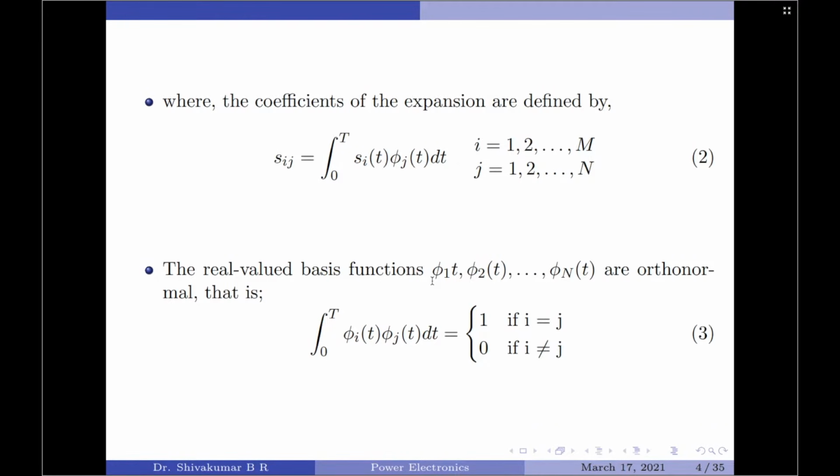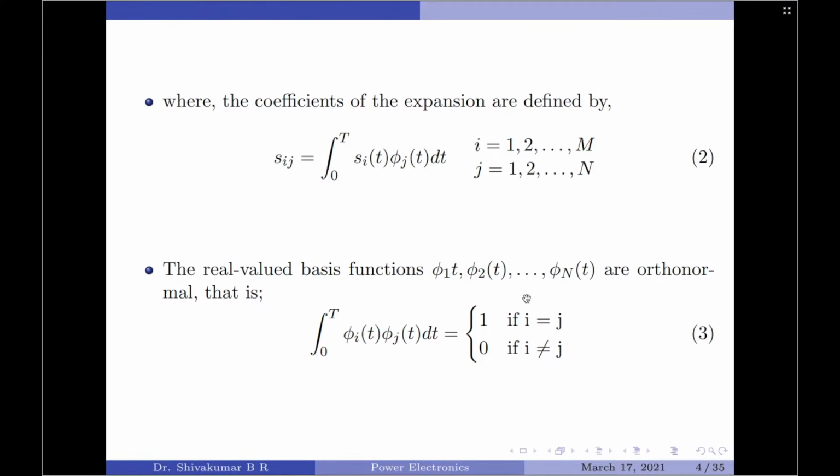Coming to the basis functions, we have capital N basis functions and let them be represented as phi 1 of t, phi 2 of t, etc. till phi n of t, and they are said to be orthonormal in nature. That is, they can be represented as in the equation 3 shown here, which is integration 0 to capital T phi i of t into phi j of t dt equals 1 if i is equal to j and 0 if i is not equal to j.